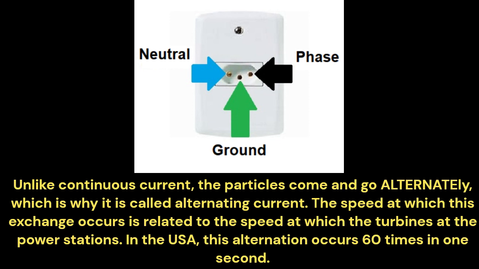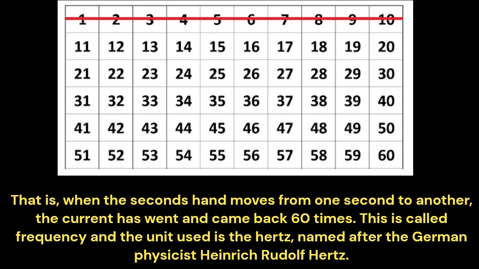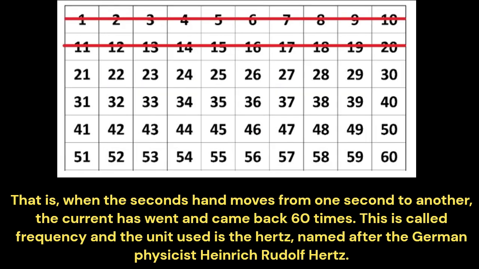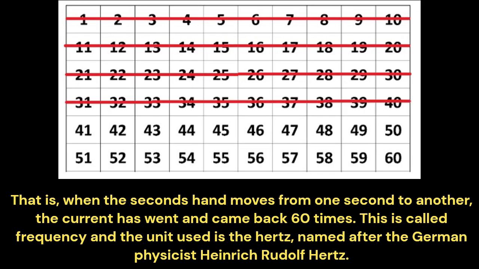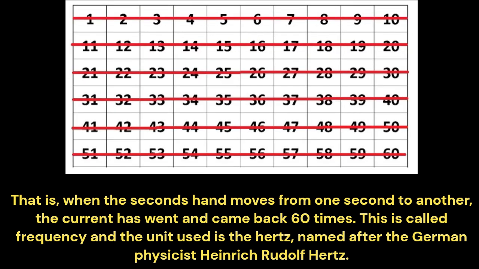The speed at which this exchange occurs is related to the speed of the turbines at the power stations. In the USA, this alternation occurs 60 times in 1 second. That is, when the second hand moves from one second to another, the current has gone and come back 60 times. This is called frequency, and the unit used is the Hertz, named after the German physicist Heinrich Rudolf Hertz.